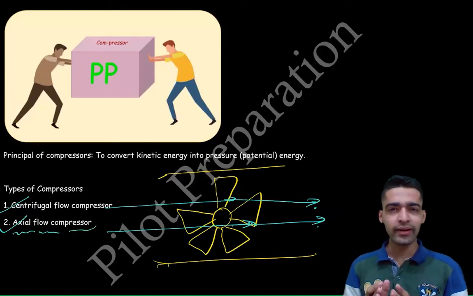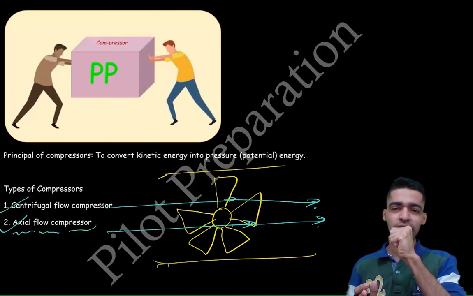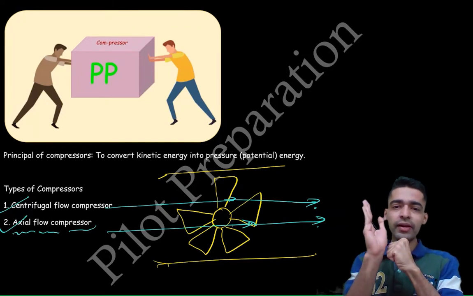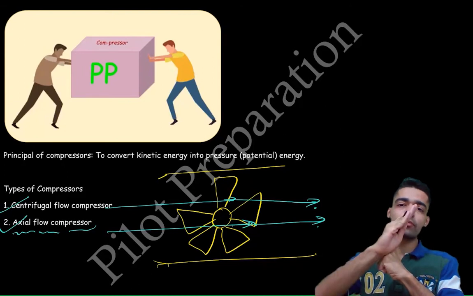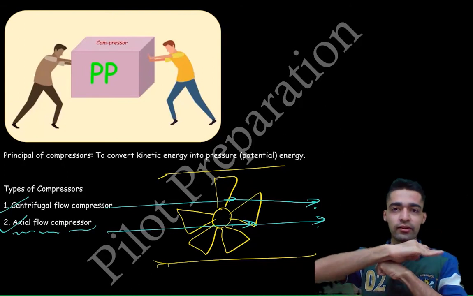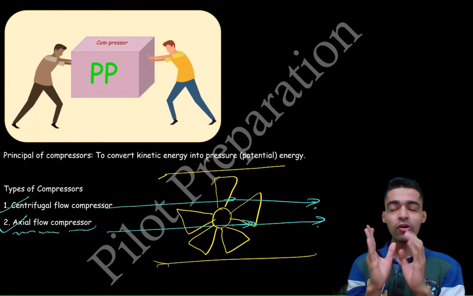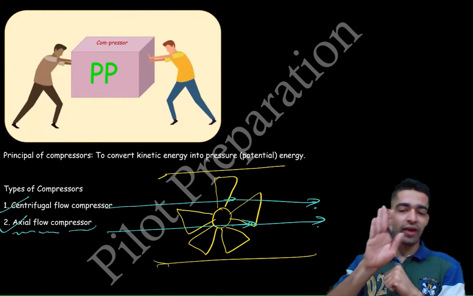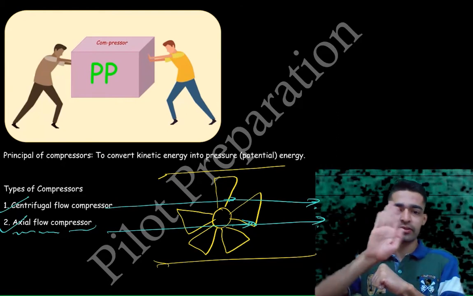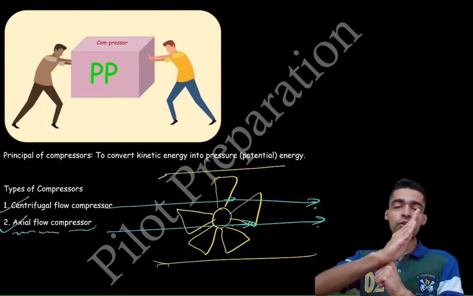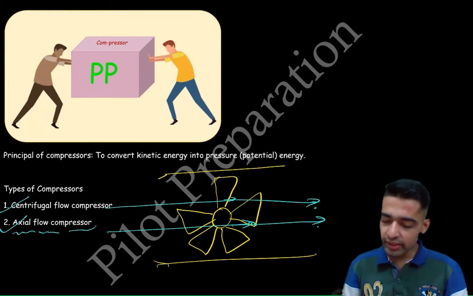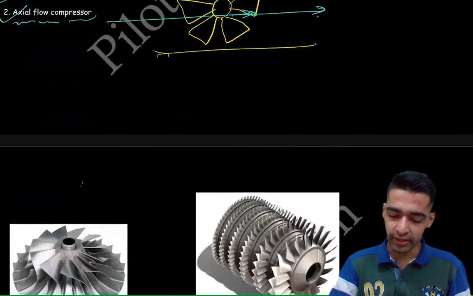And what about these blades? If this is the center of the compressor, the blades are perpendicular or almost perpendicular to the center, to the axis. They are not like our fan blades, which are parallel like this. The blades are continuously perpendicular to the center. We'll see the diagram now and we'll have a better understanding.